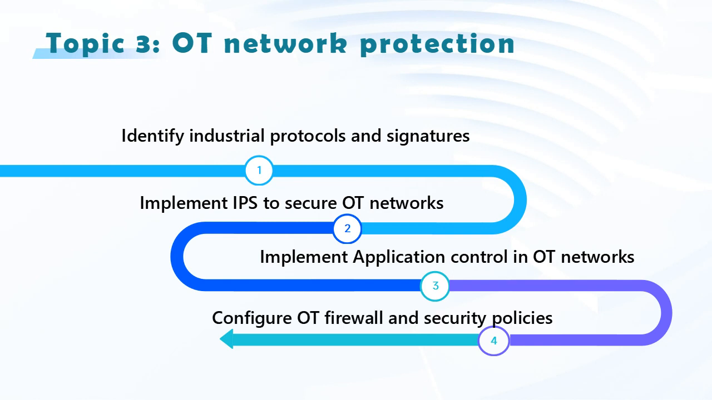Topic 3. OT Network Protection. It covers: identify industrial protocols and signatures. Implement IPS to secure OT networks. Implement application control in OT networks. Configure OT firewall and security policies.